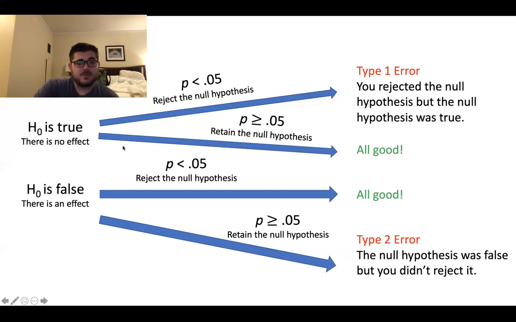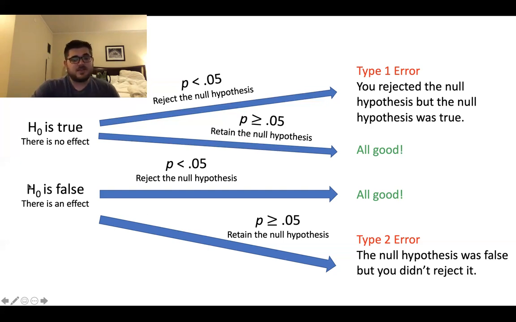Now, if the null hypothesis is true and you collect your data and the data just look like there is no correlation, there is no difference between the groups, so your p-value is not very low, then you say, okay, well, I cannot reject the null hypothesis. I'm going to retain the null hypothesis. You're all good if that happens. That's not an error.